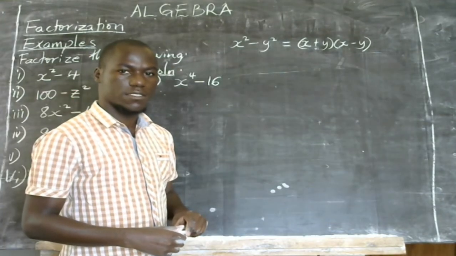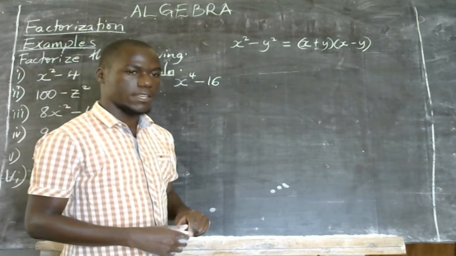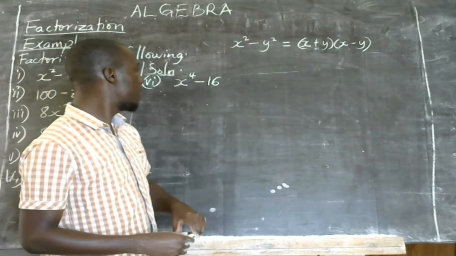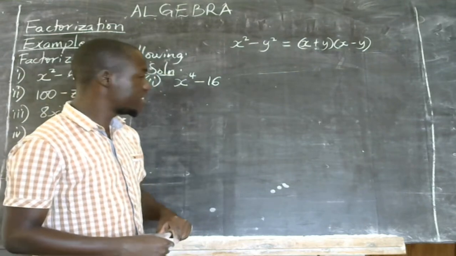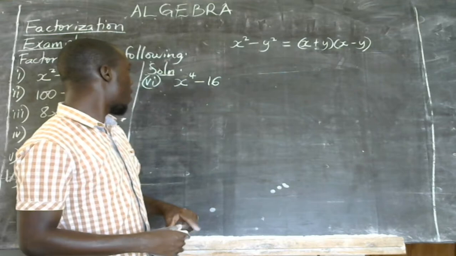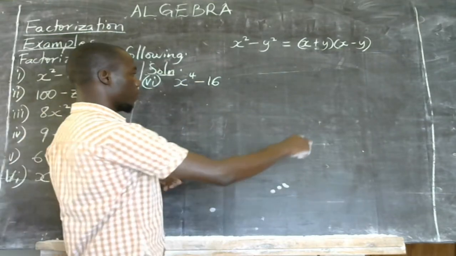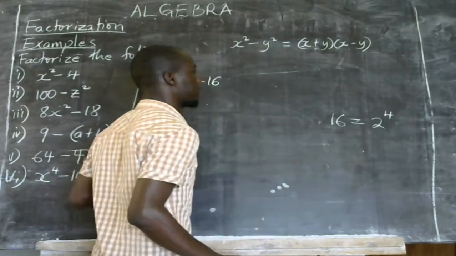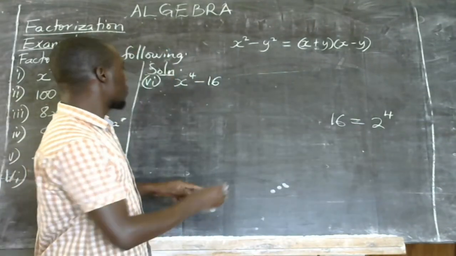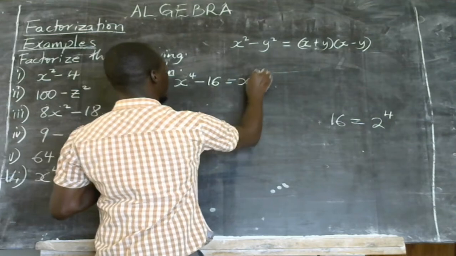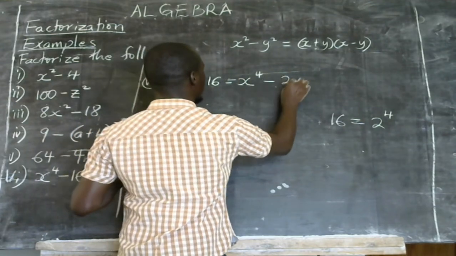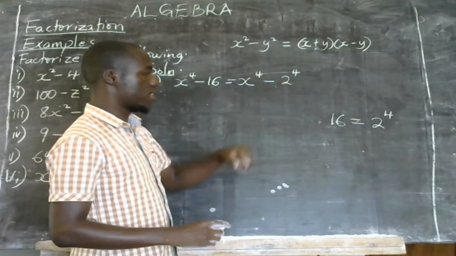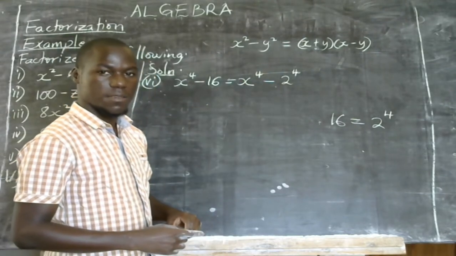My Roman 6, x power 4 minus 16. Now this 16, I can still write it to the power of 4. When you prime decompose 16, you'll be having 2 power 4 there. So this one here is x power 4, then minus 2 power 4. So both terms there, they have the same power.